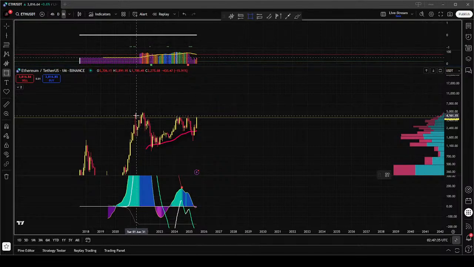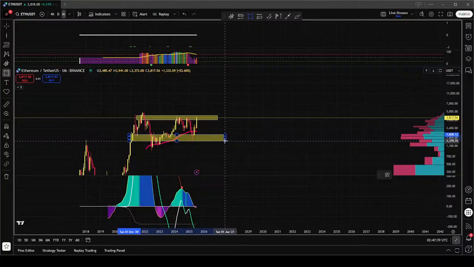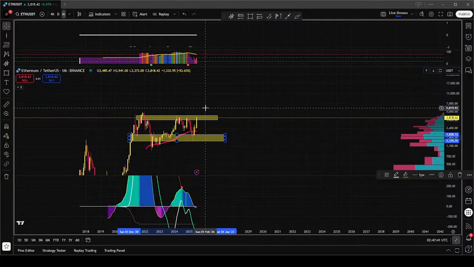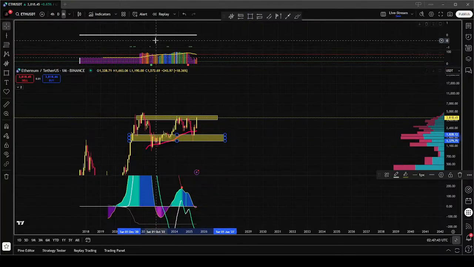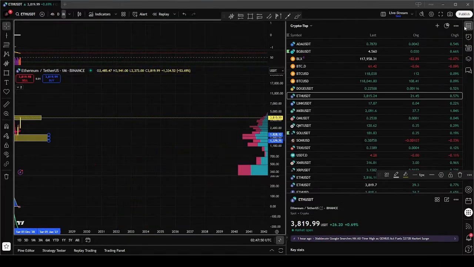But just remember, this is just for now, at least just today, just sideways action. We could see a breakout, but let's see. Okay, now let's continue with the stock market.